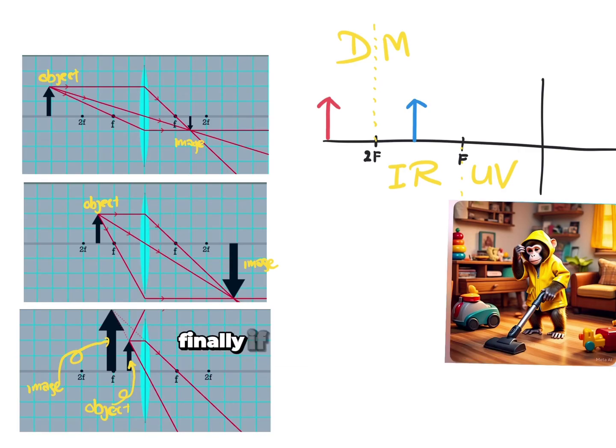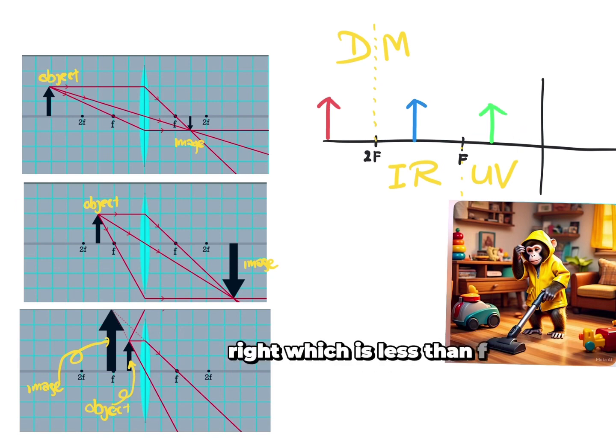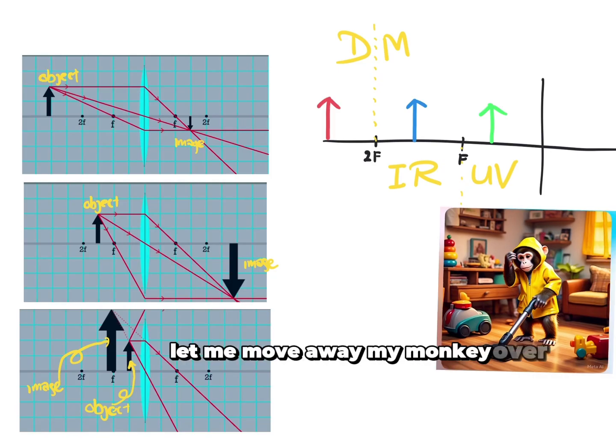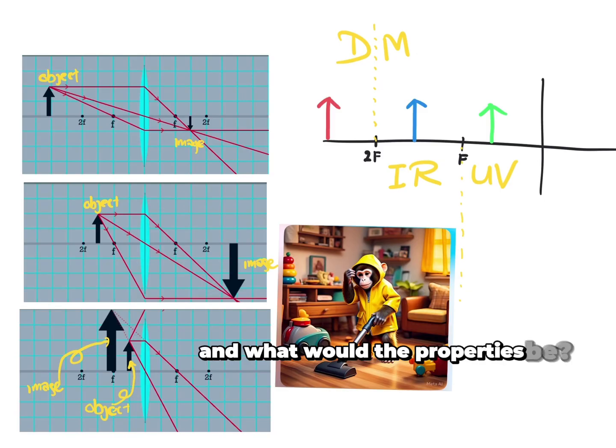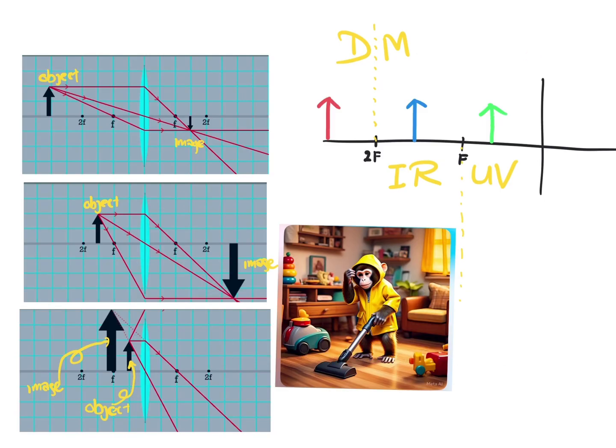Finally, if I have an object which is over here, right, which is less than f, very, very close to my lens, what would it be? Take a look at this diagram. Let me move away my monkey over here. In which zones do I find it, and what would the properties be? Yep, it will be magnified, it will be upright, and virtual, which is what we see over here.